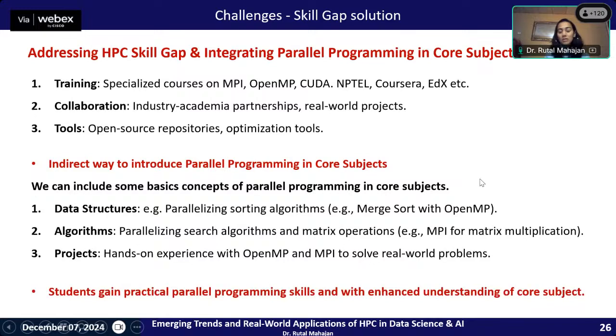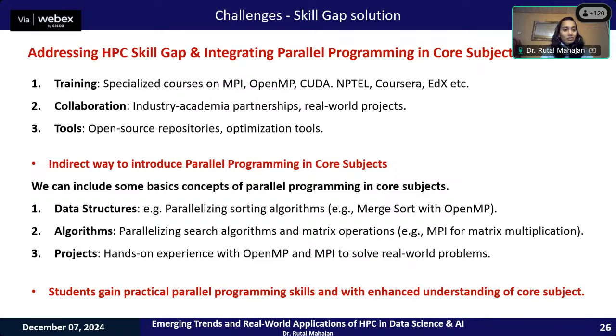So what can be the solution? How can we address this skill gap and integrate parallel programming? These are the insights I'm sharing, how I did it and what I feel. Specialized courses on MPI, OpenMP, CUDA, and other HPC topics can be provided on NPTEL, Coursera, edX.